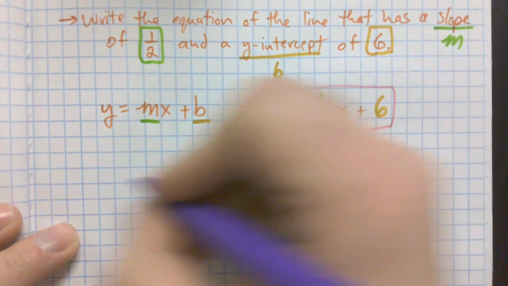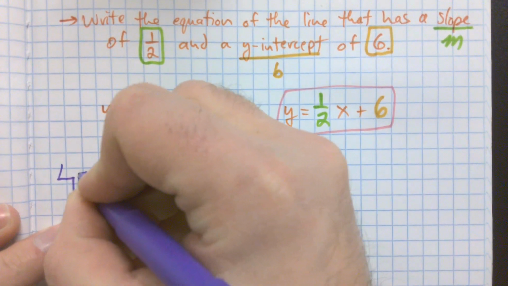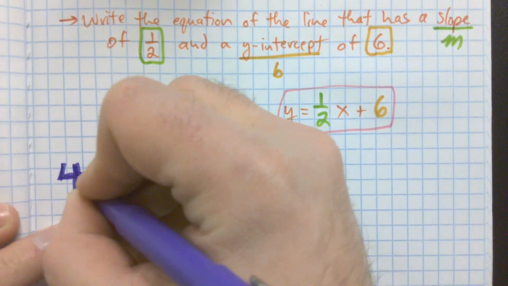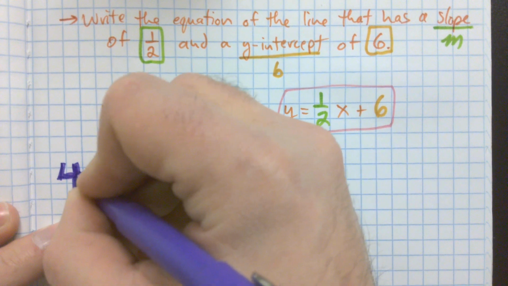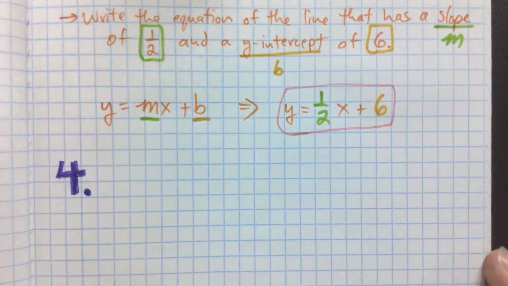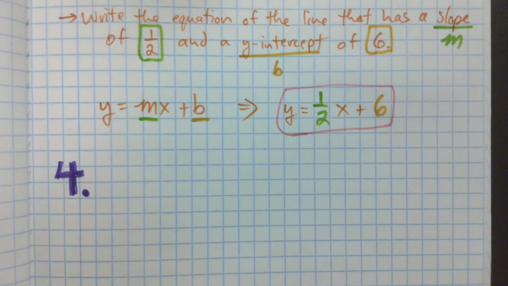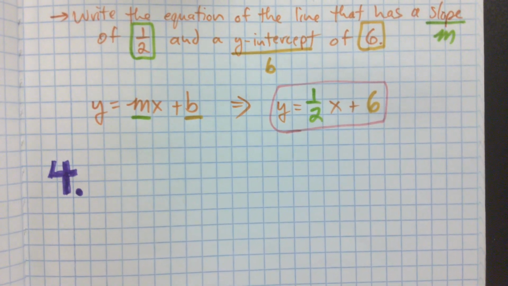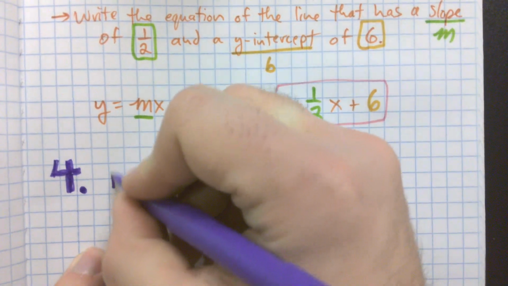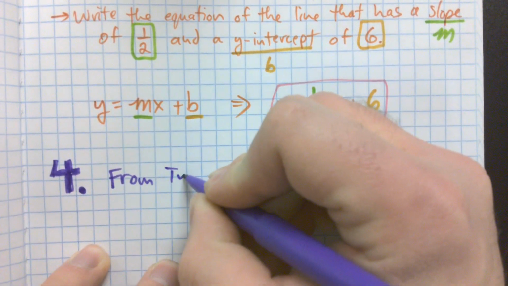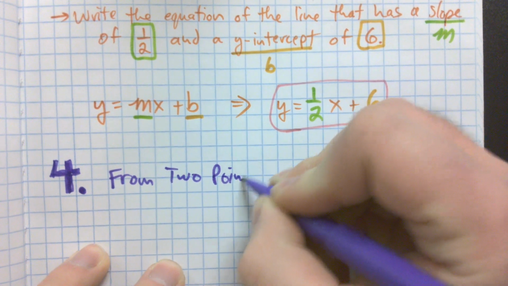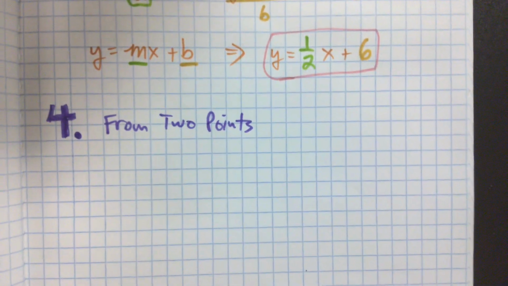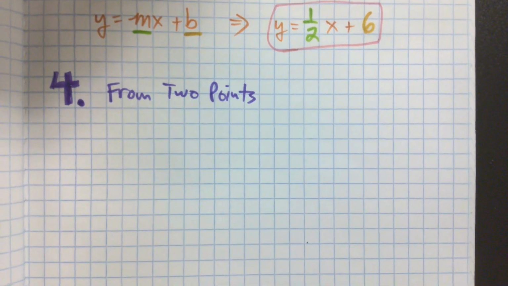So our fourth way to write an equation. What? No, like next, like the 4. Oh. It's going to be from 2 points. Now this one is definitely going to involve the most amount of math, like actually doing math, solving math.